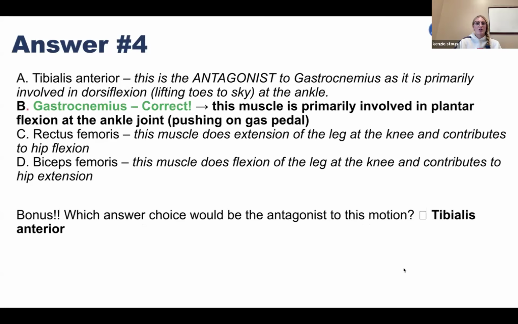All right. So the major mover of this is going to be the gastroc, which is what you guys would consider your calf muscle. And that muscle is primarily involved in plantar flexion, or pushing on the gas pedal, so pushing your toes down into the floor. And then the antagonist to that movement down here is the tibialis anterior, which is going to be on the front of your leg. And that is involved in lifting your toes up to the sky.